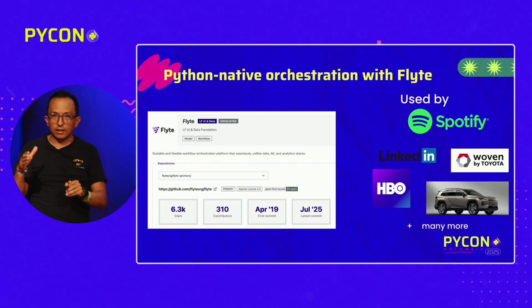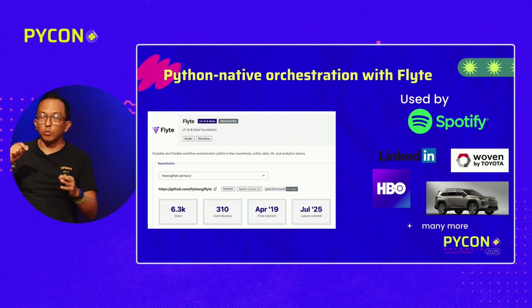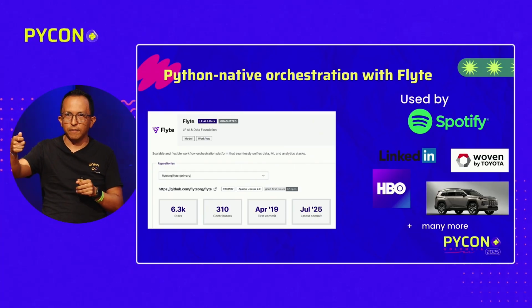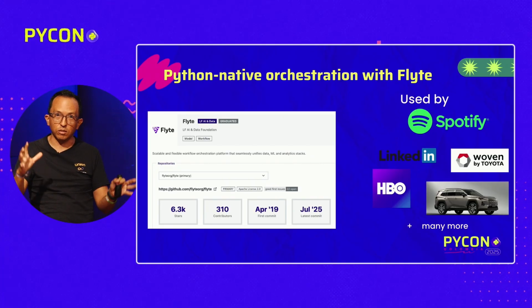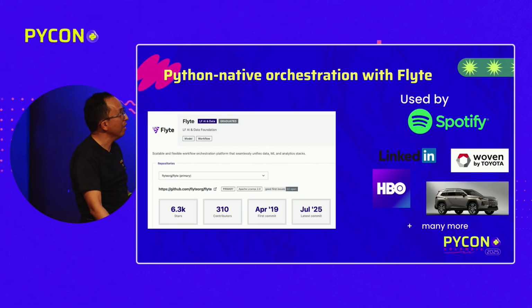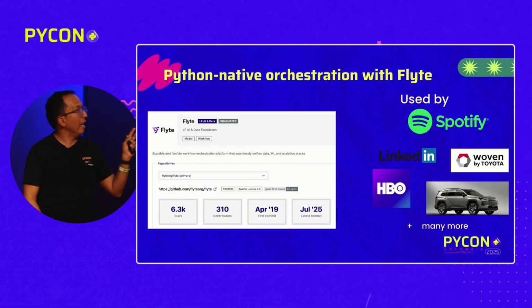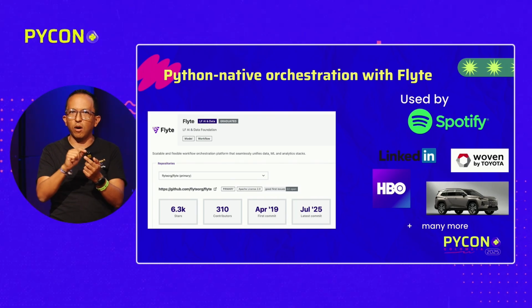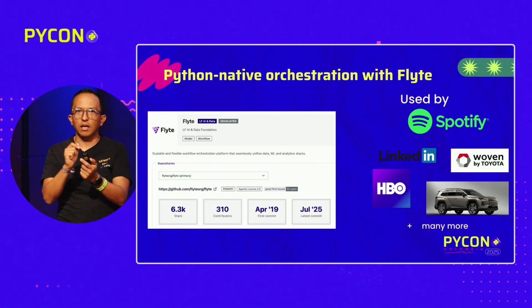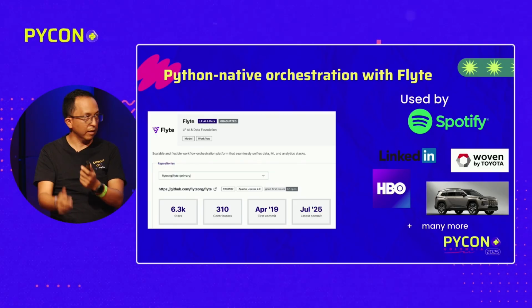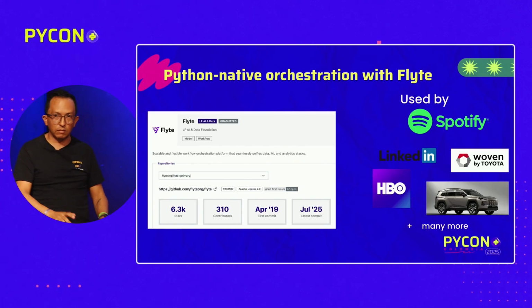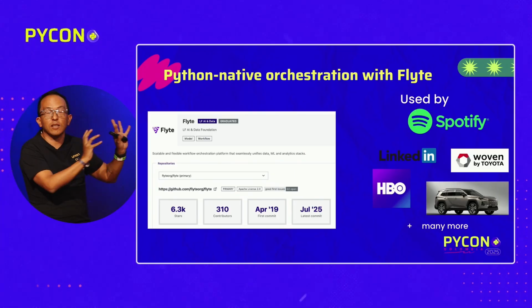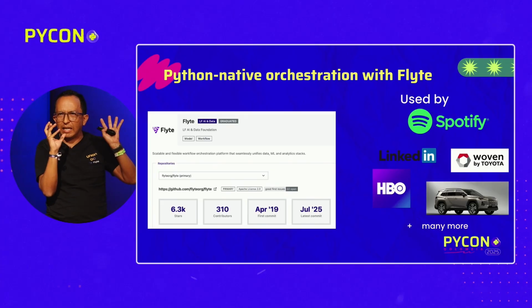Spotify uses this today to process essentially the money they pay to the artists, right? So it's a pretty core use case. It's the money they pay for the music. LinkedIn, if you see the recommended posts or recommended connections, people to connect with, that's powered by Flight. This is public information. It's not stuff that I'm making up. And this is only the people who have agreed to make it public.